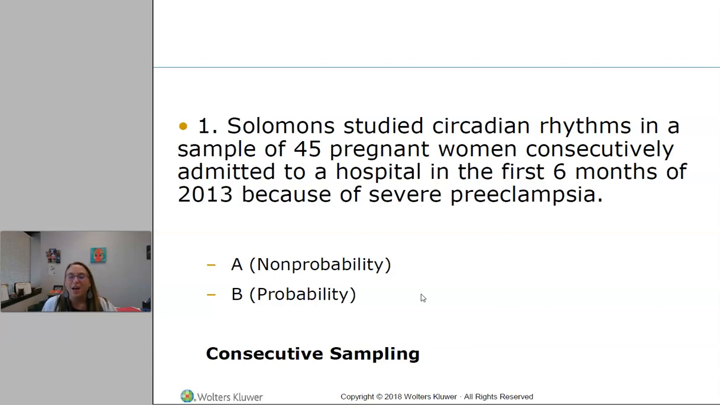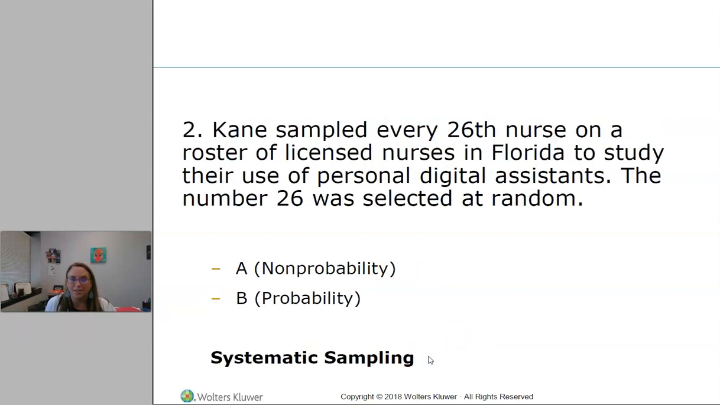Okay, that's fine. Solomons studied circadian rhythms in a sample of 45 pregnant women consecutively. That's a key word. Admitted to a hospital in the first 6 months of 2013 because of severe preeclampsia. So basically, January 1st to June 30th, any woman who came in and had a diagnosis of severe preeclampsia, this researcher went and asked them, hey, you want to be in our study? And if they said yes, they became part of the sample. And if they said no, then they weren't part of the sample, because it would be unethical to include them in the study if they absolutely refused. So that would be non-random, non-probability, and specifically that's consecutive because we have a date, a start and an end, and that tells you it's consecutive.